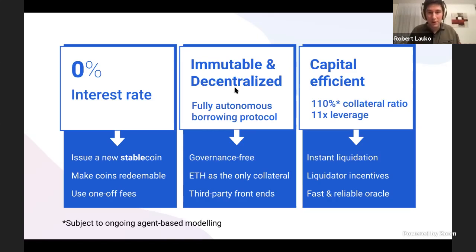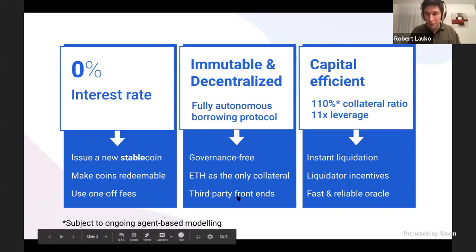With immutability and decentralization, what's really important for us is that we make our system governance free. Governance free not only means there is no body that can vote on parameter changes, but there is also no admin who could stop or interfere with the system. We also use Ether as our only collateral, in our first release at least. Ether, being the native currency of the Ethereum network, makes our system as decentralized as possible. We are not relying on any kind of token that may be subject to some centralized influence.